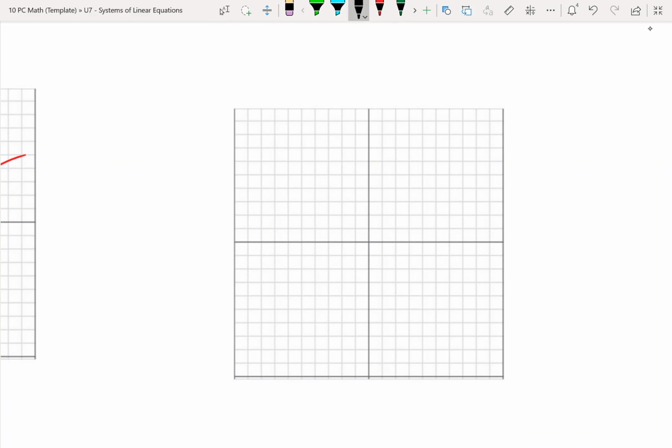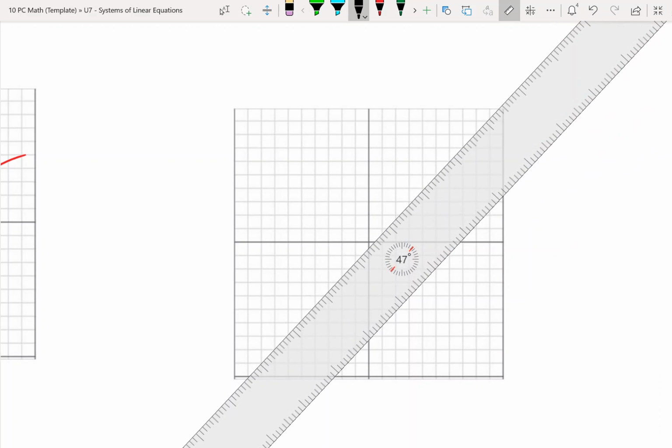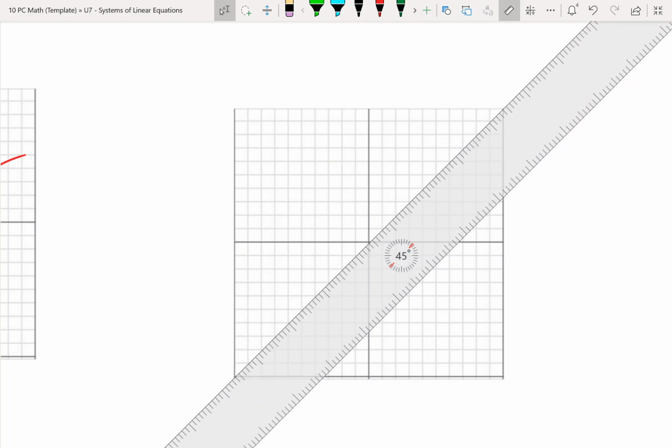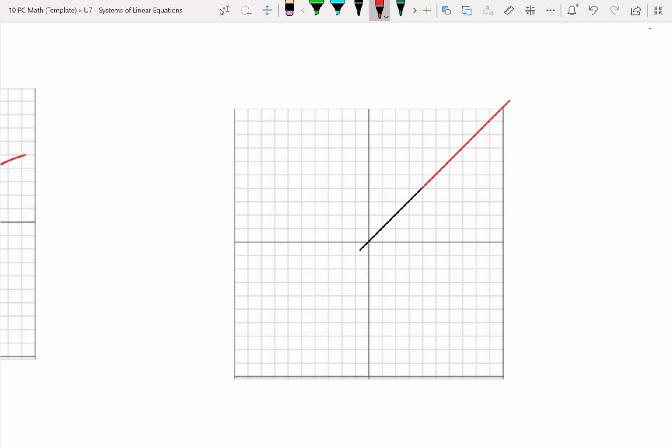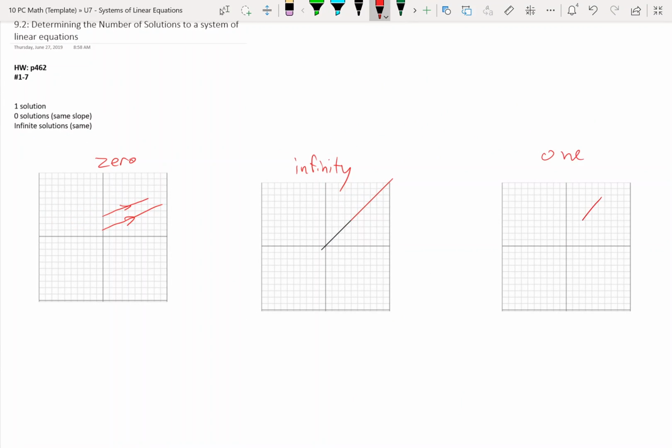I'm going to draw a black line right here. Let's use my ruler so it's easy to see. Okay, yep, that'll work. That is my line. And then I'm going to draw a different equation right here, the red one. As you notice, the red and black lines are overlapping each other. So how many times do they touch each other? Infinite number of intersections. Okay, so those are the three types of answers we can get.